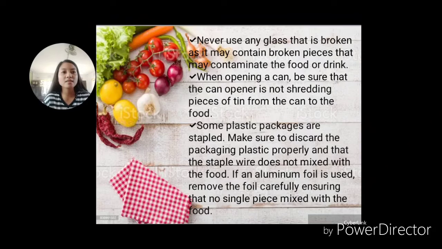Never use any glass that is broken, as it may contain broken pieces that may contaminate the food or drink. When opening a can, be sure that the can opener is not shredding pieces of tin from the can into the food. Some plastic packages are stapled. Make sure to discard the plastic packaging properly and that the staple wire does not mix with the food. If aluminum foil is used, remove the foil carefully, ensuring that no small pieces mix with the food.